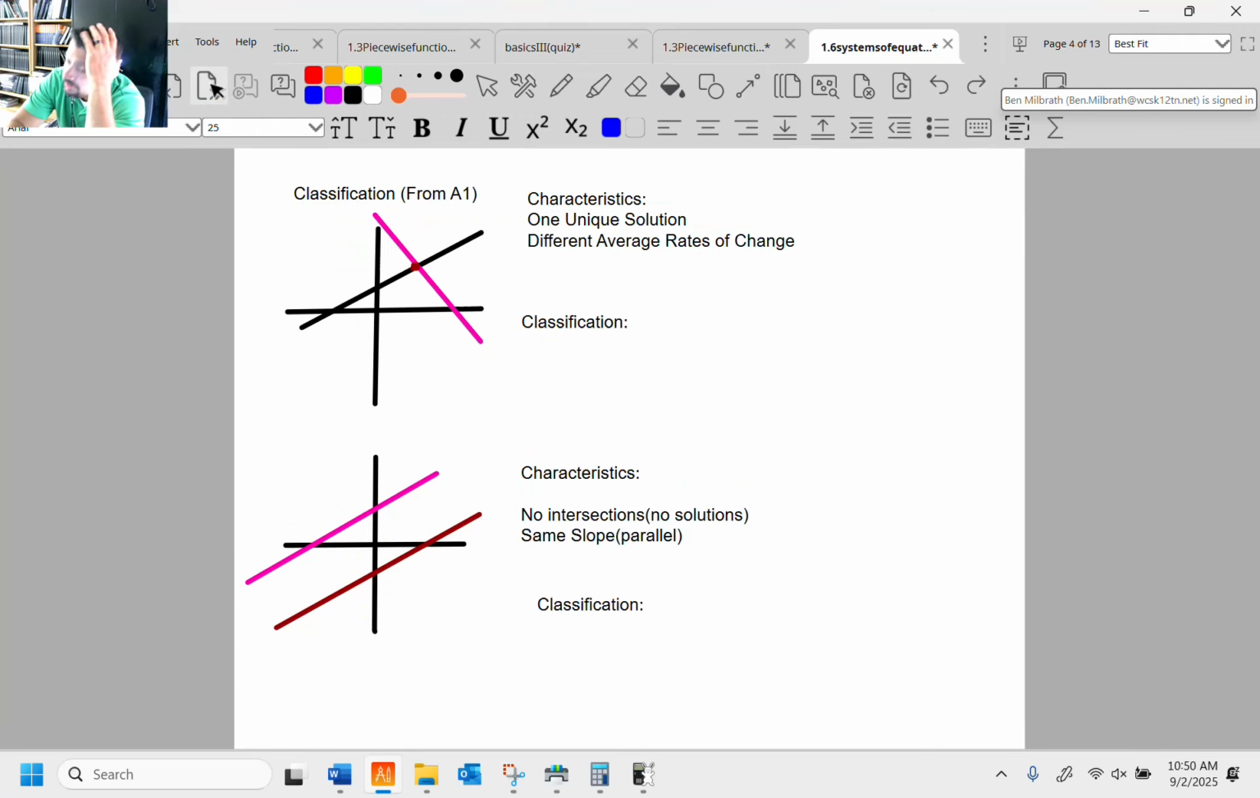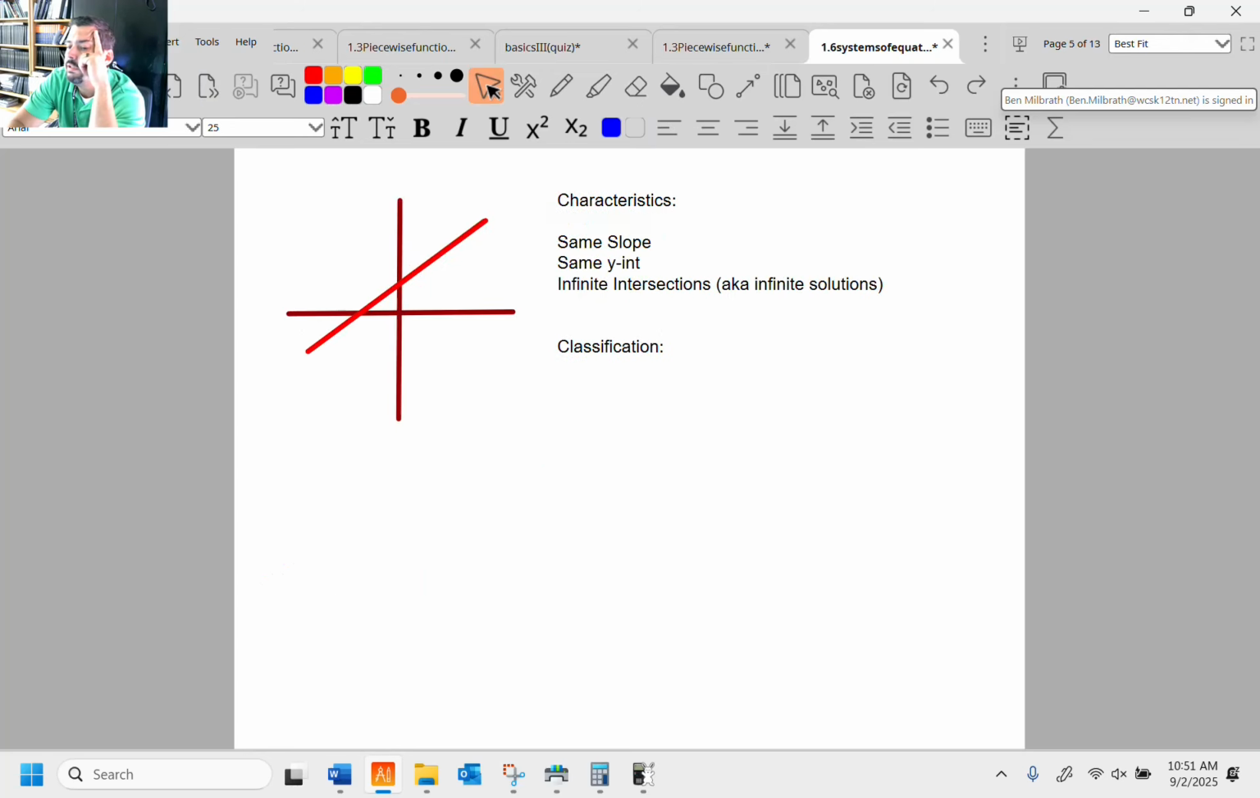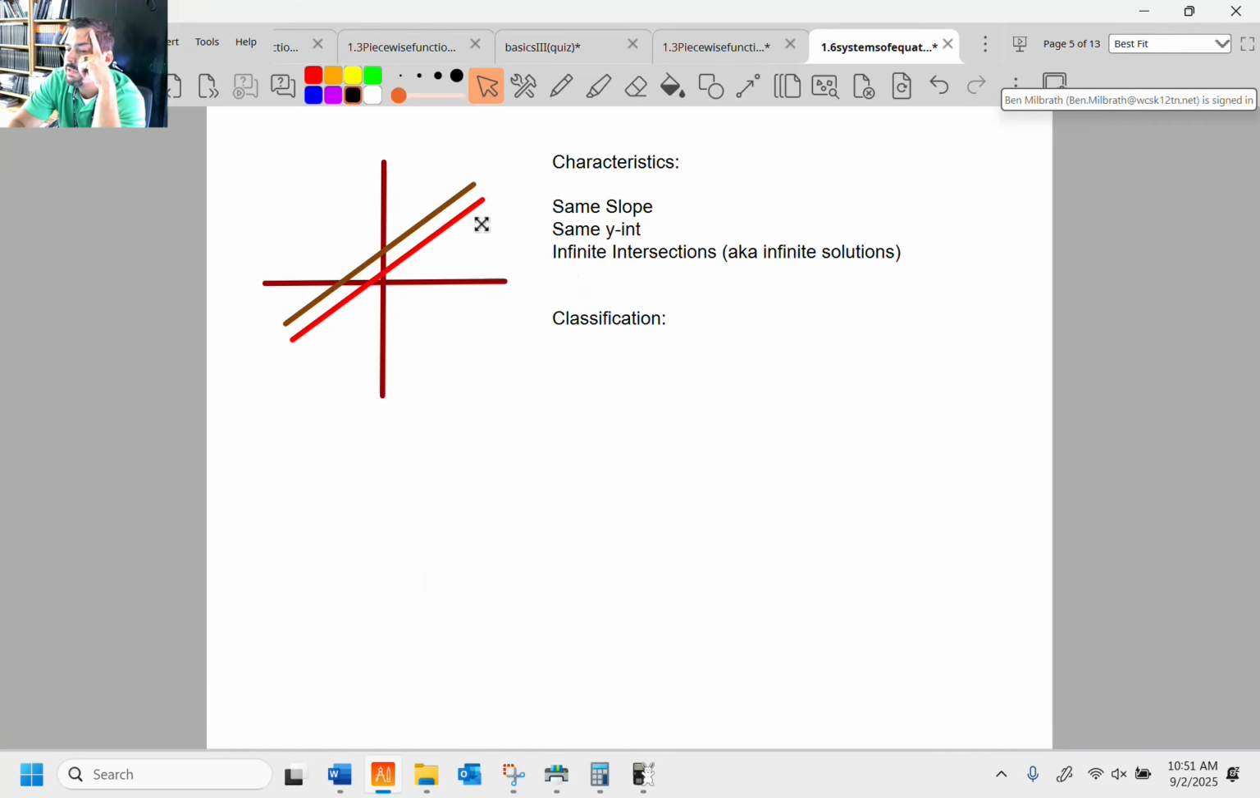All right, and here's your slide going over classification. This one's a lot like the last one. Two lines that intersect are classified as consistent independent. Lines that do not intersect, they have parallel slope and a different y-intercept, are classified as inconsistent. That's it. We don't see anything else because they don't have an answer. They're just called inconsistent.